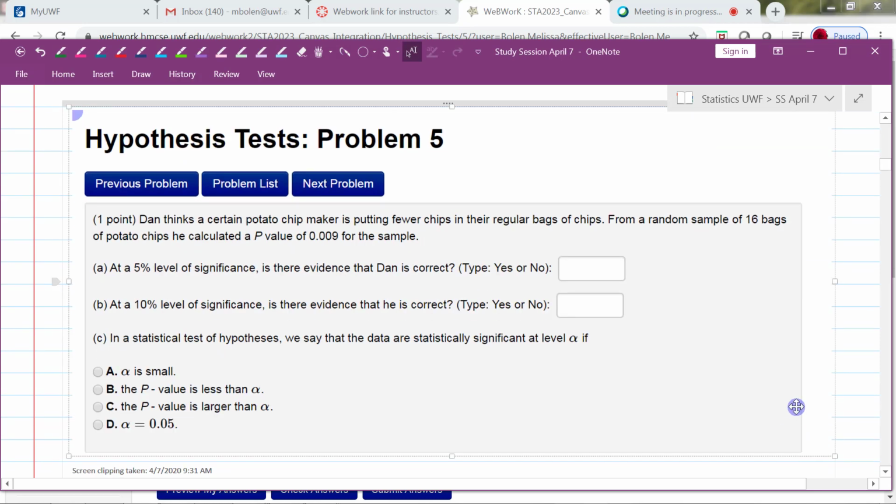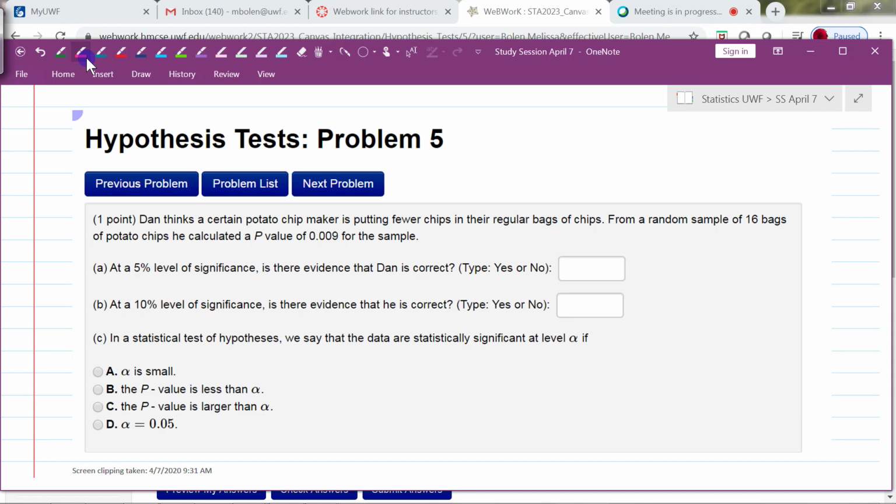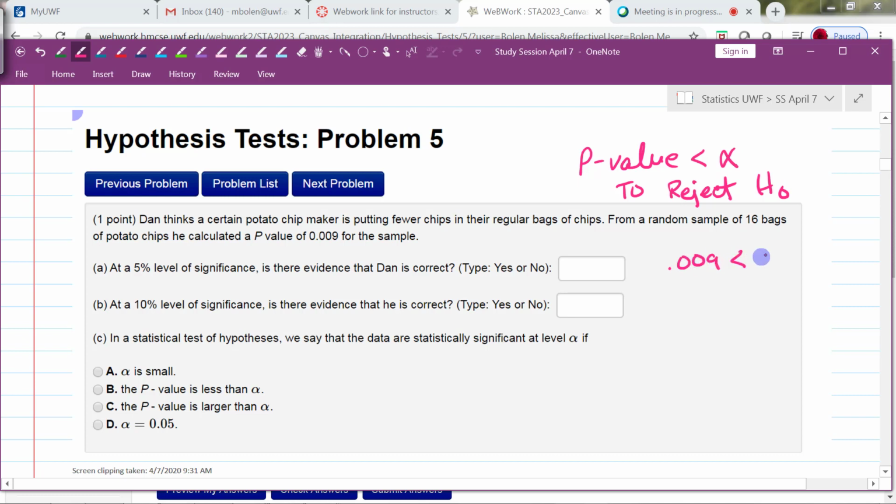Okay, so at a 5% significance level, is there evidence that Dan is correct? Remember, in order to reject your H naught, the rule is that your p-value must be less than alpha to reject H naught, okay? So for this one, here's our p-value. Our p-value is 0.009, and that is less than 0.05. So is there evidence that he is correct? The answer would be yes.